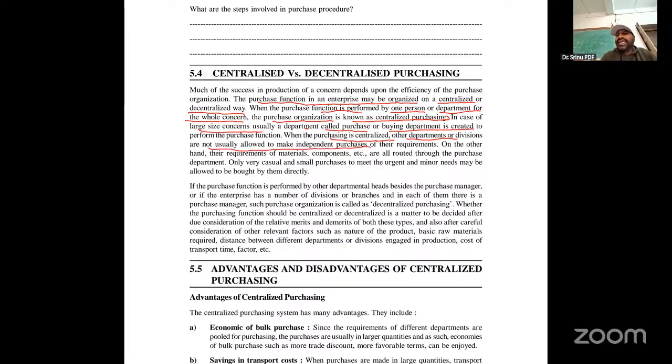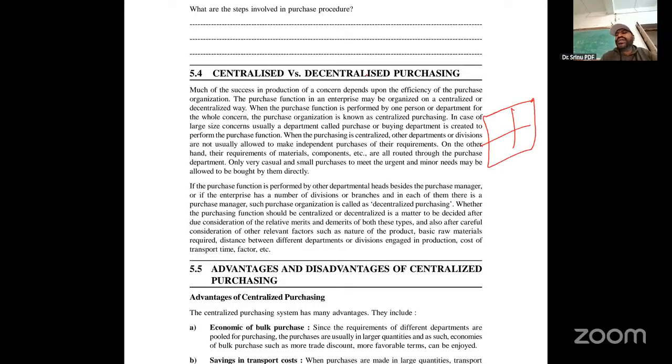So I already gave examples. Departments individually will not buy. Only one department is exclusively established. This particular department will buy the entire materials. So they are not going to purchase individually. That is centralized. Decentralized means what?